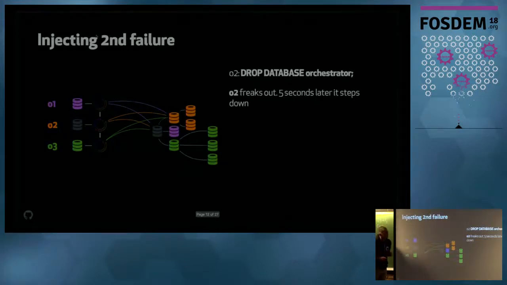But then I do a nasty thing, and I go to the backend database for this orchestrator node. I just drop the schema. I drop database orchestrator. It's a bit nasty, right? I just killed its ability to communicate with its own backend store. What happens? Orchestrator immediately recognizes that something is going bad. It's unable to run self-health checks, which attempt to write a heartbeat to its own backend database. It recognizes that it's unhealthy.